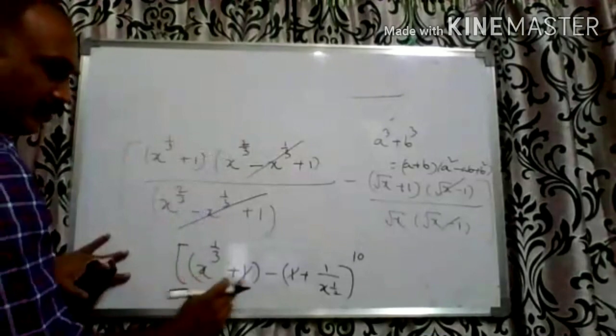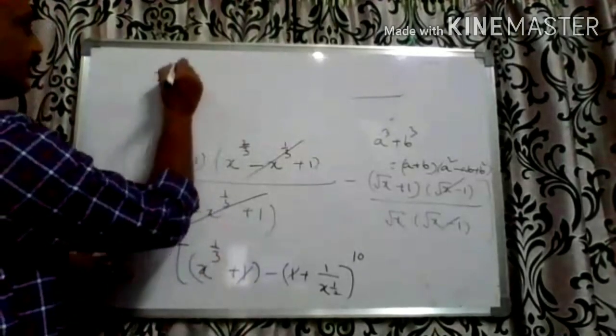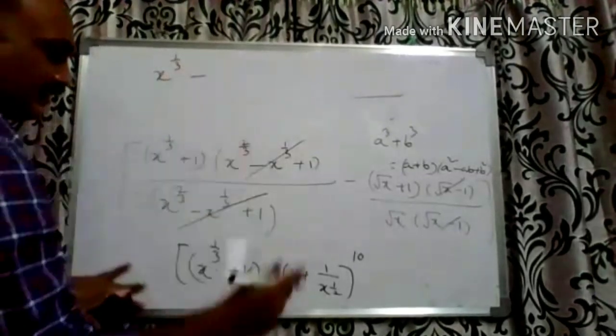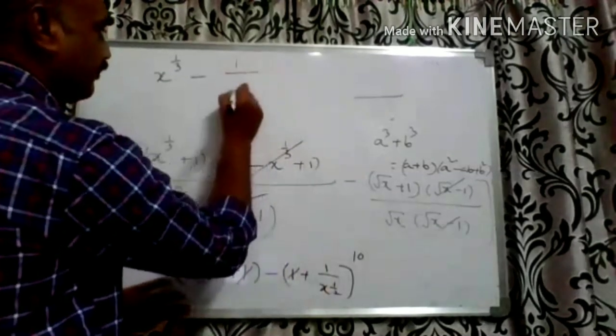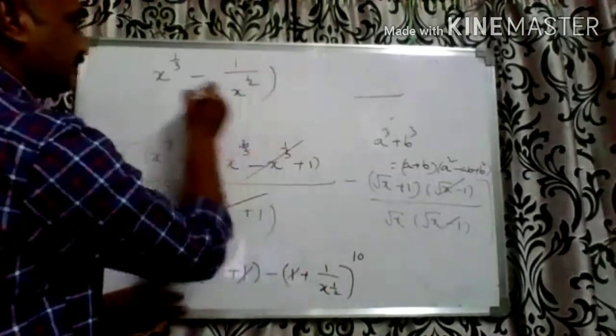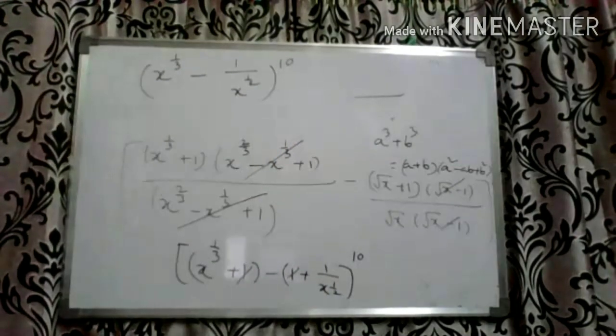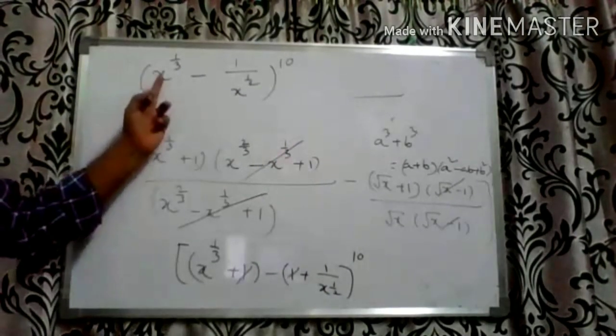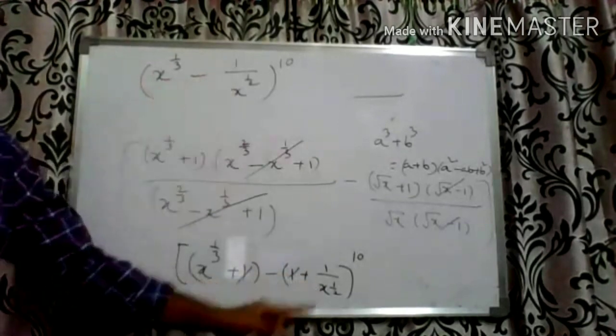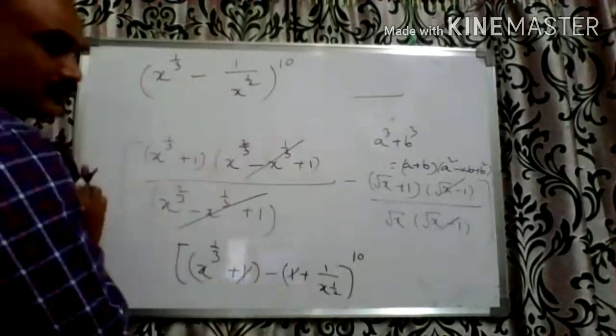Next, (x power 1 by 3 minus 1 by x power 1 by 2) whole power 10. So we simplify the given problem to (x power 1 by 3 minus 1 by x power 1 by 2) whole power 10.